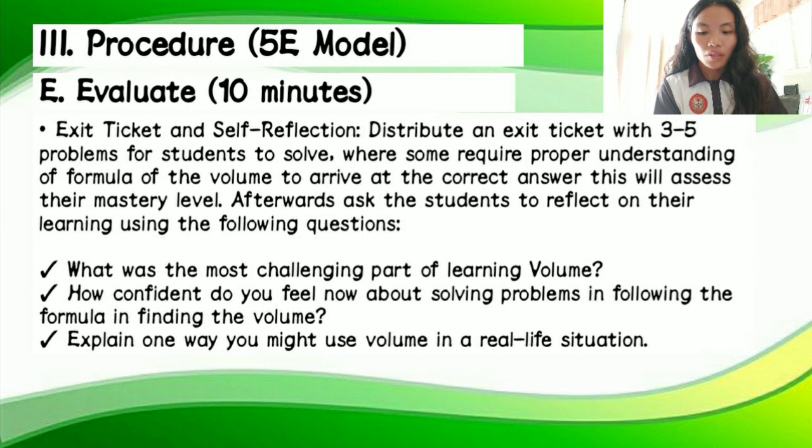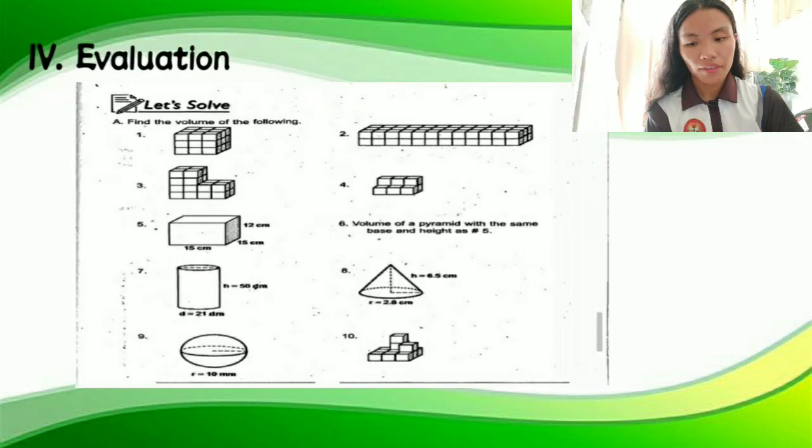Number 1, what was the most challenging part of learning volume? Number 2, how confident do you feel now about solving problems by following the formula and finding the volume? And explain one way you might use volume in a real-life situation. So for the evaluation, I have here, find the volume of the following.